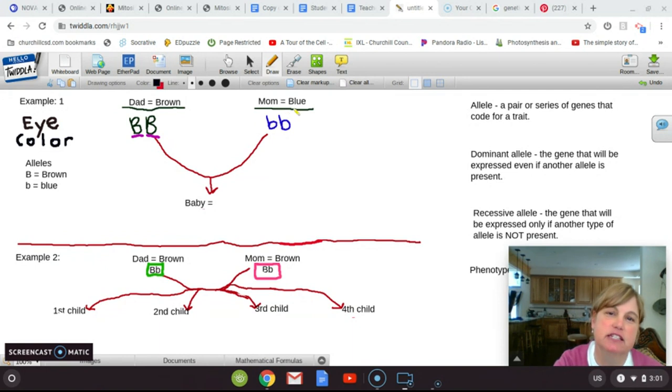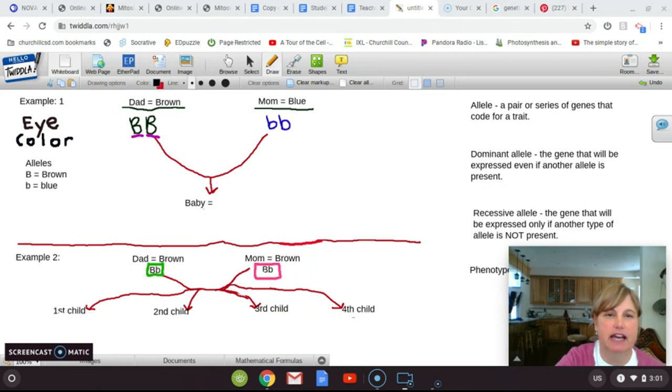Mom, on the other hand, she has blue eyes. So what she got from her parents is she got a baby b from her dad, a blue eye, and then she got a baby b allele from her mom, which is blue. So that's why she shows blue eyes. She has baby b, baby b.